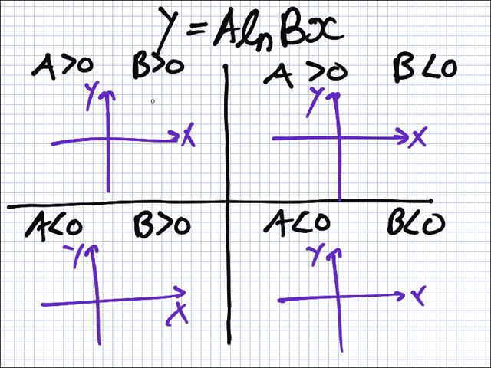Okay, the first one, a and b both positive, graph looks like this. No graph in the negative region, and it does cross the x-axis. Does anyone know where it crosses? One over b. What's b times one over b? One. And what's log one? Right? No, 1 over b.